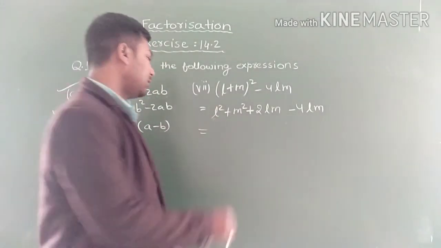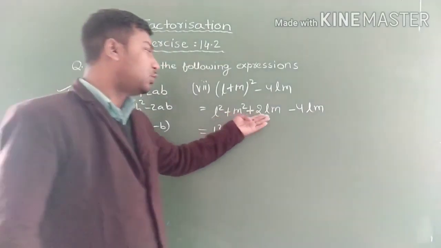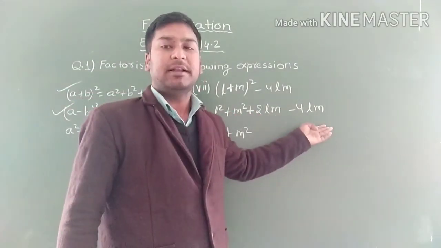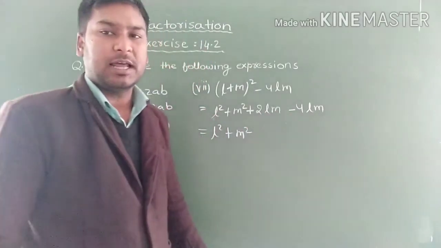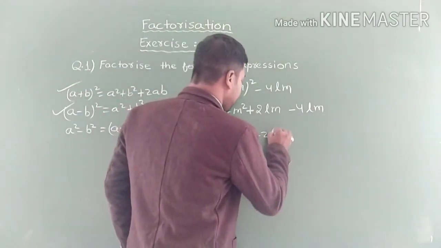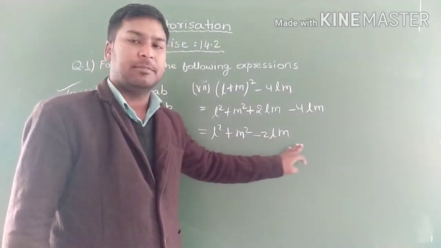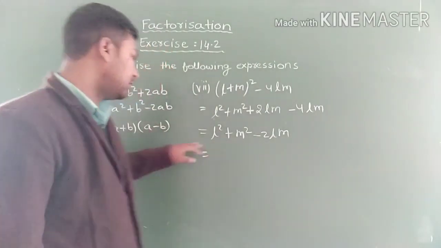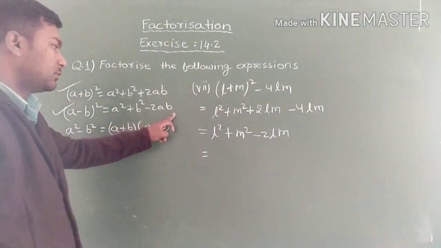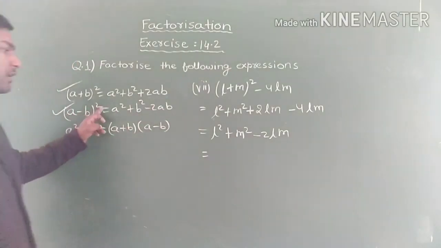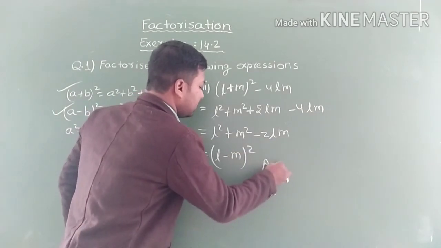Now L square plus m square. Okay, L square plus m square. 2ln minus 4ln. It will be minus 2ln. Okay. 2ln minus 4ln, that is minus 2ln. Now L square plus m square minus 2ln. So which formula can we apply? A square plus b square minus 2ab. So we can directly write a minus b whole square. So it will be L minus m whole square. Okay. So this is the answer.